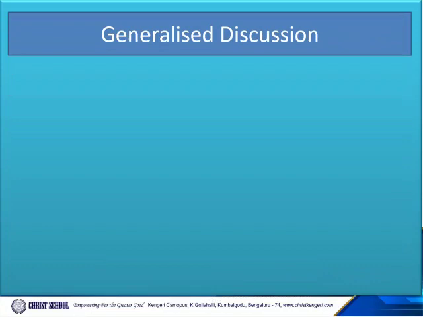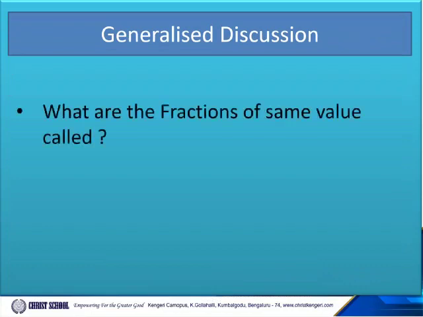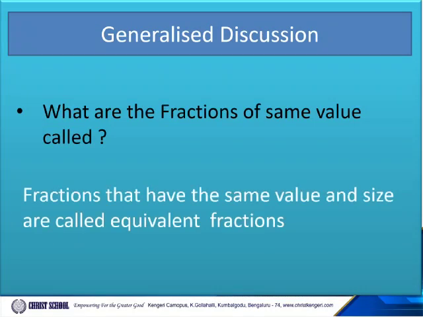Let's have a generalized discussion. What are the fractions of the same value called? Fractions that have the same value and size are called equivalent fractions. Once again, fractions that have the same value and size are called equivalent fractions. For example, 2 by 4 is equal to 1 by 2. One more example, 6 by 12 is equal to 1 by 2.